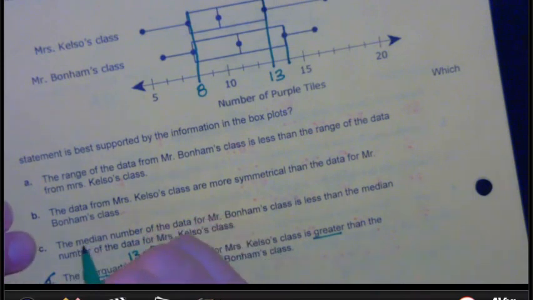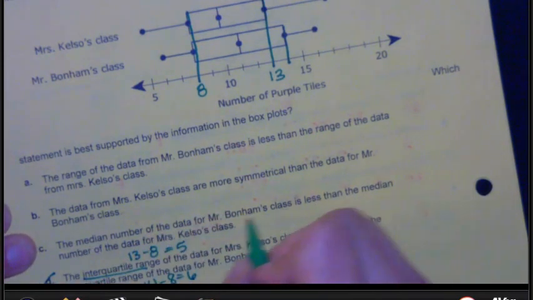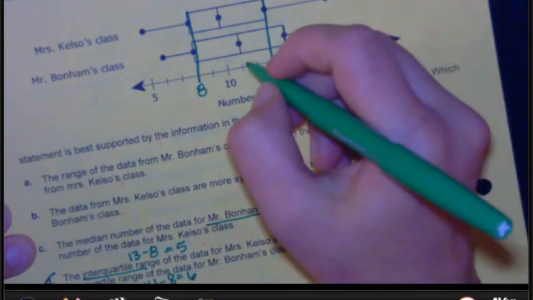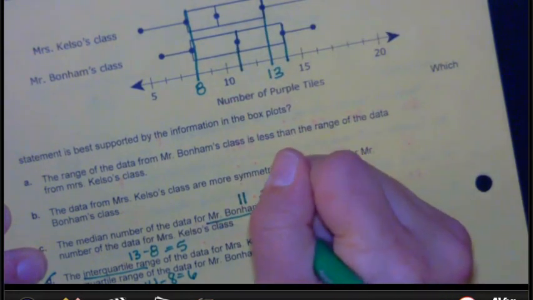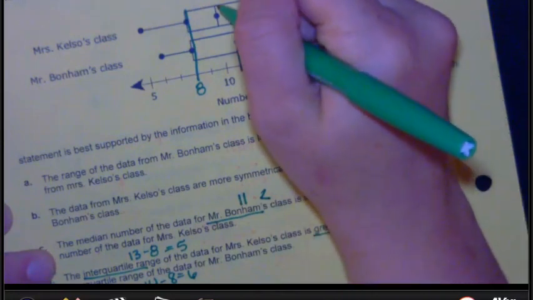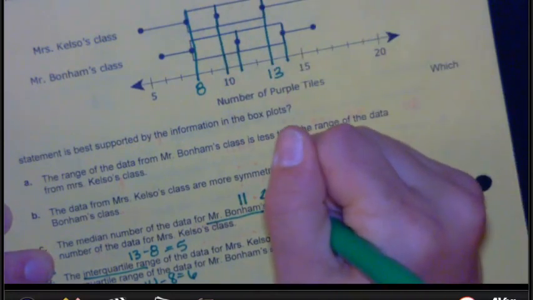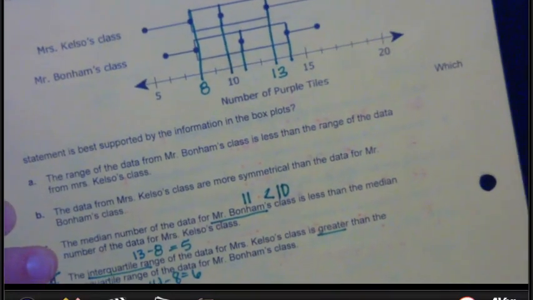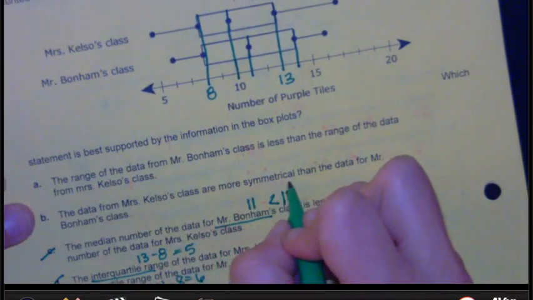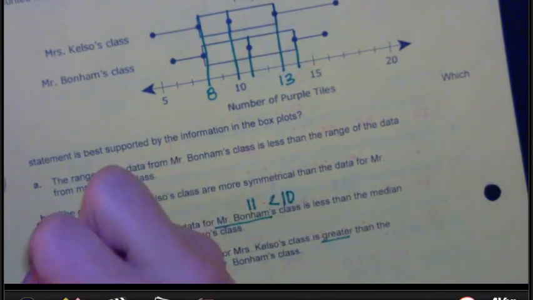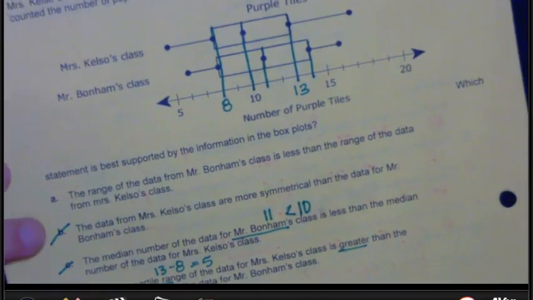No. All right, the median number for Mr. Bonham is less than Mr. Kelso's. So Mr. Bonham's median is right here at 11. His is going to be less than Mr. Kelso at 10. Is 11 less than 10? Nope. The data for Mr. Kelso is more symmetrical than the data for Mr. Bonham's. Answer is going to be no on that one.